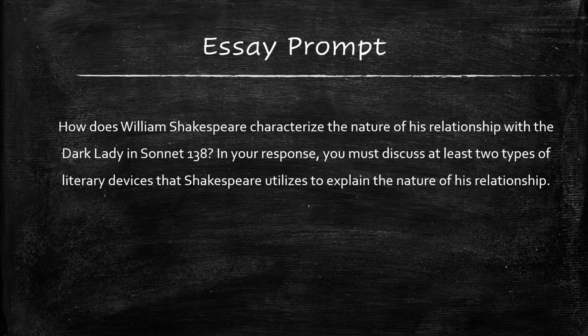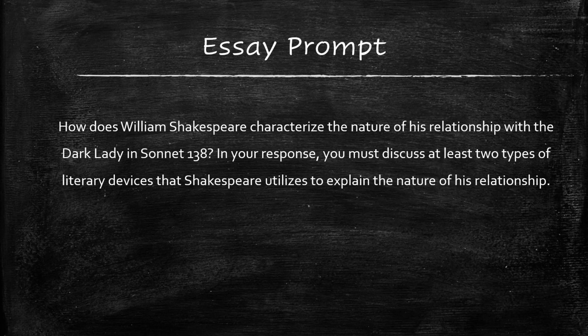So here is your essay prompt, this first option you'll have, and the option that I'm going to use as an example when we write our outline. And that is this: how does William Shakespeare characterize the nature of his relationship with the Dark Lady in Sonnet 138?